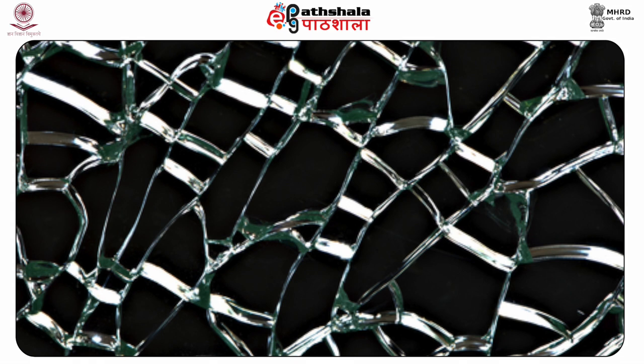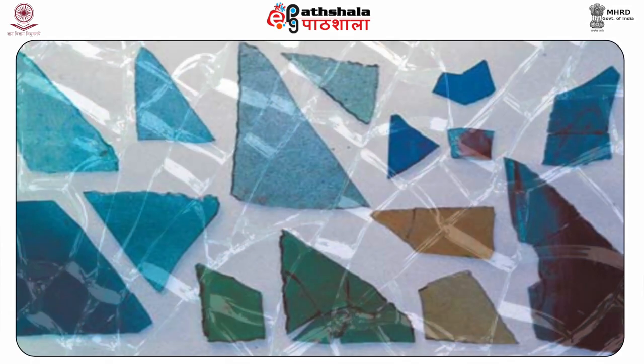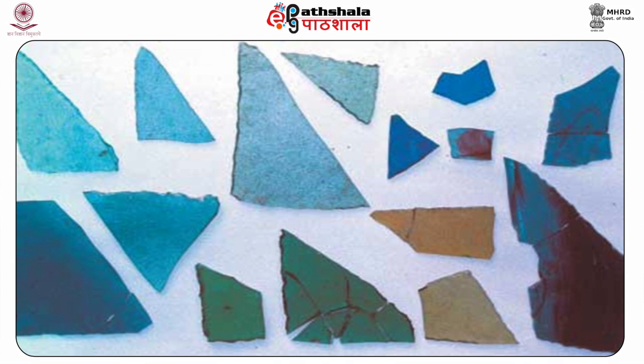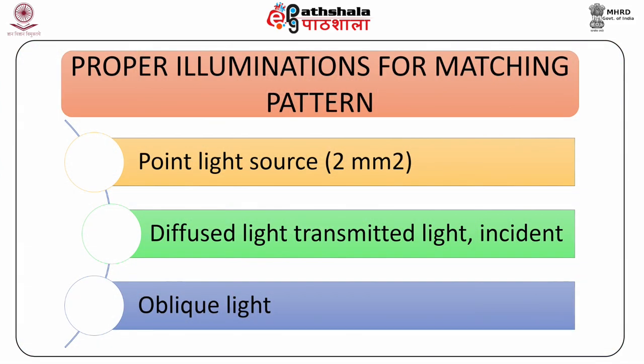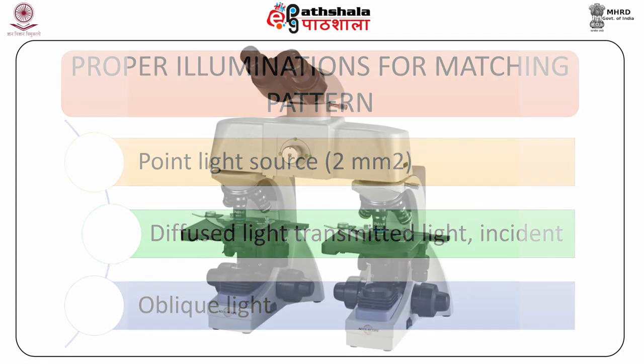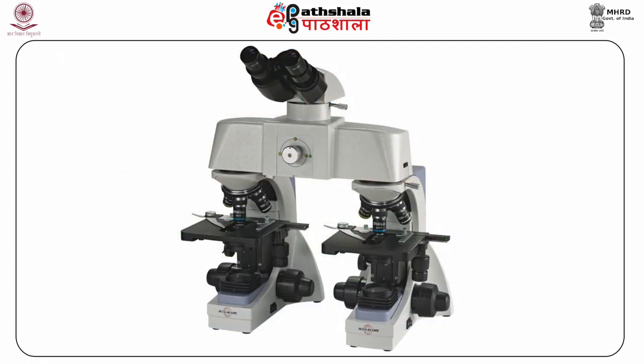In case of non-continuous glass fragments, source correspondence is attempted by matching the invisible glass ream patterns. Manufacturing marks, polish marks, and striations on the surface of the glass fragments are examined, and proper illumination is to be used, such as point light source, diffuse light, transmitted light, incident or oblique light, in order to obtain the exact patterns for comparison. A comparison microscope with lower magnification could be used for matching these patterns. While glass pieces of about 1 square centimeter should be sufficient for such comparisons, larger pieces increase the probability of source correspondence.